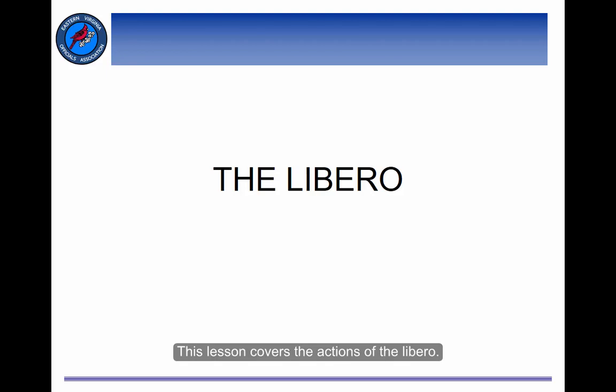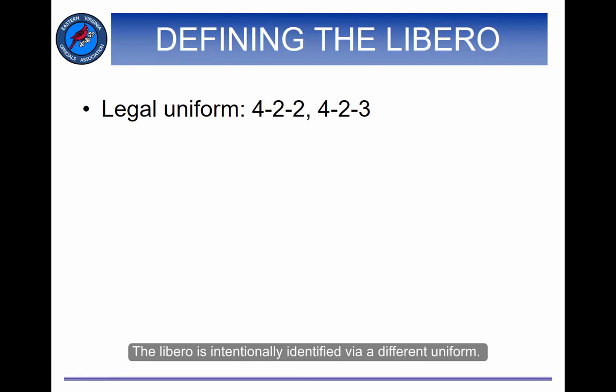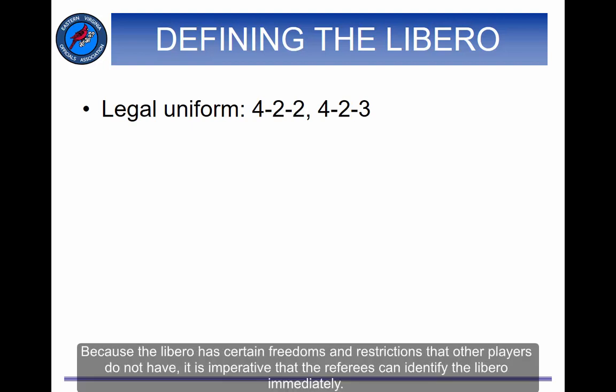This lesson covers the actions of the libero. The libero is defined in several places throughout the rulebook, beginning with the libero's uniform. The libero is intentionally identified via a different uniform. Because the libero has certain freedoms and restrictions that other players do not have, it is imperative that the referees can identify the libero immediately.